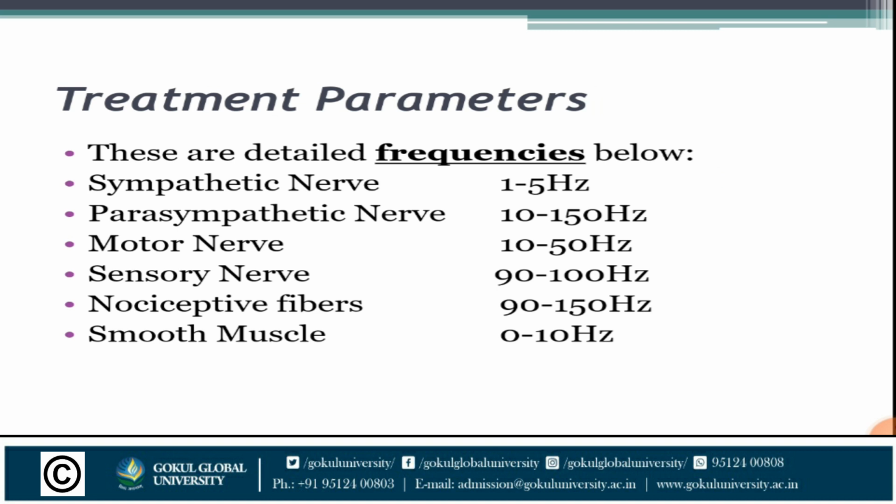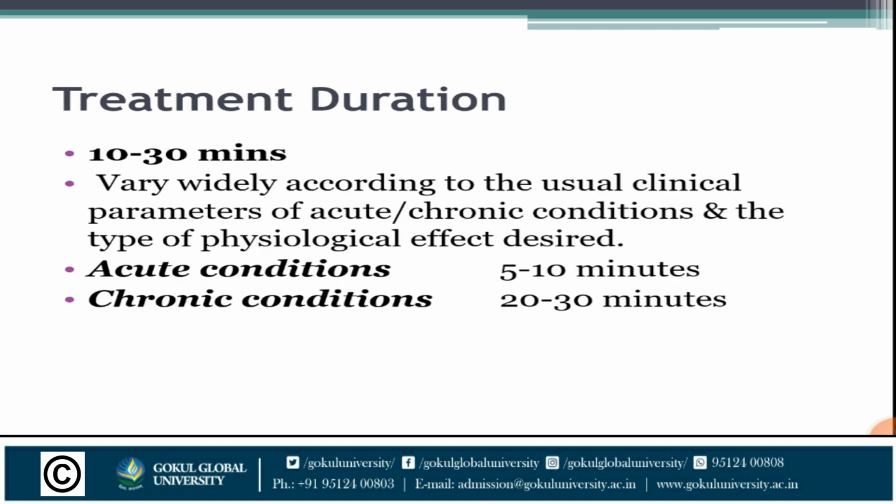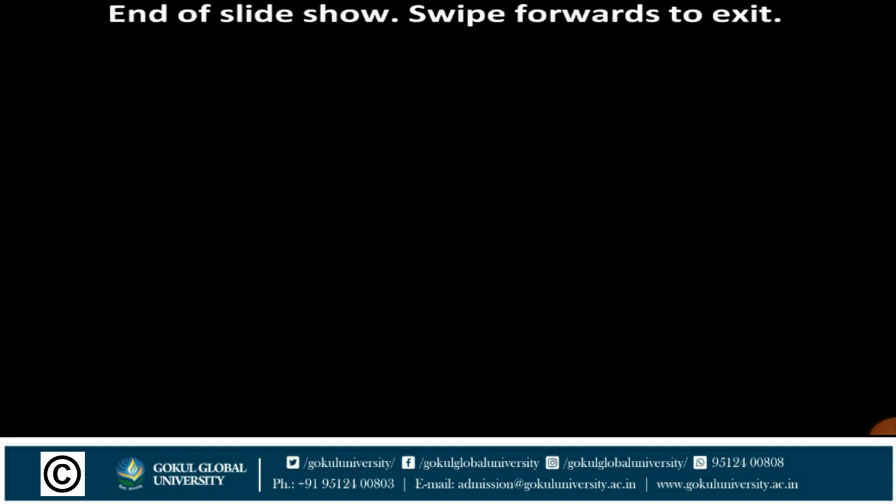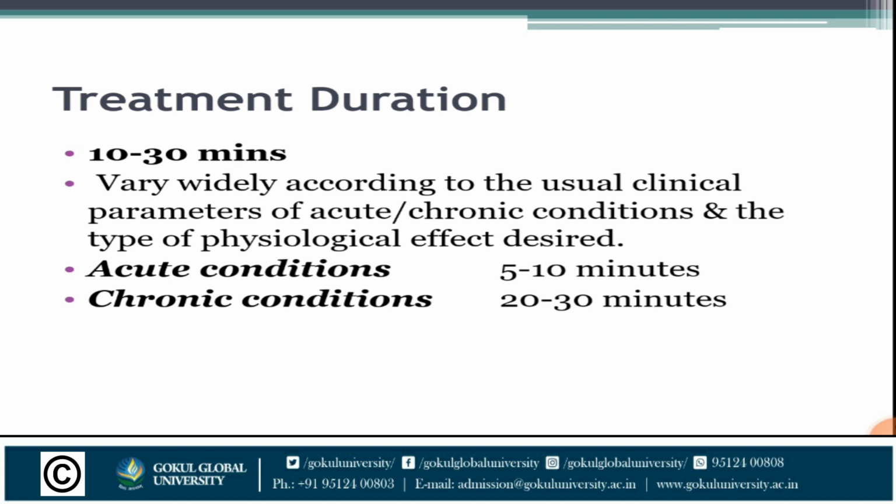In the treatment parameters, one more thing is the intensity, and it is about the tolerance of the patient. Second is the duration. Mainly the whole treatment is about 10 to 30 minutes. It varies widely according to the usual clinical parameters of acute and chronic condition and the type of physiological effect desired. For acute condition, mainly 5 to 10 minutes is used. For chronic condition, mainly 20 to 30 minutes is used.